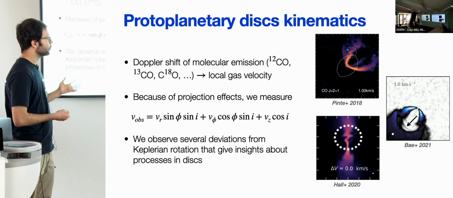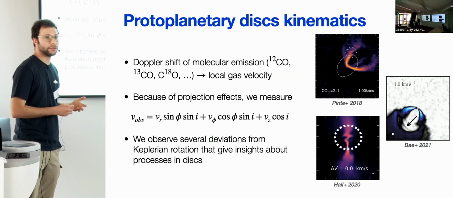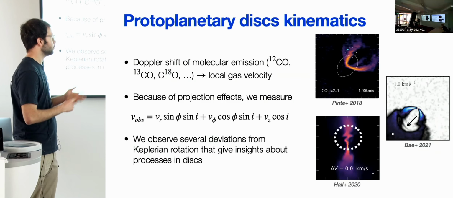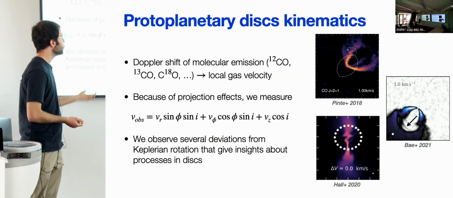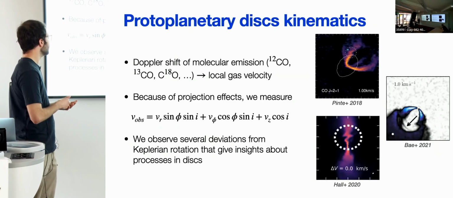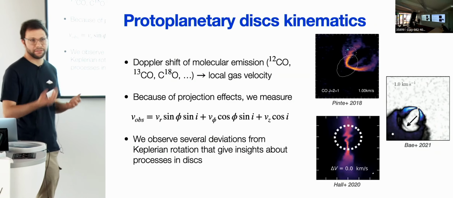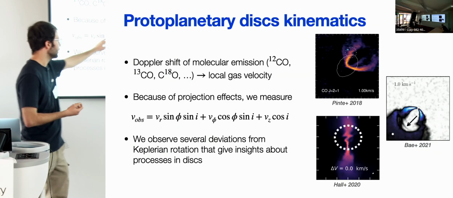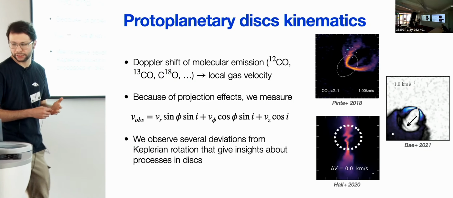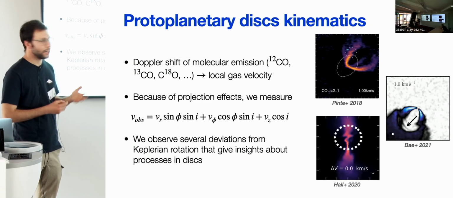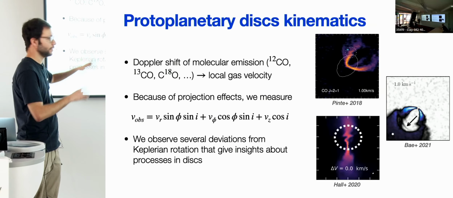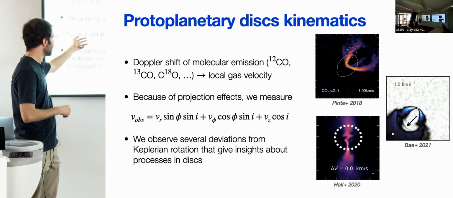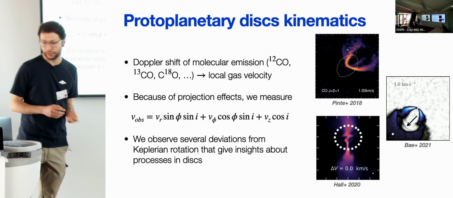And what we measure with ALMA is the Doppler shift of molecular line emissions. In protoplanetary disks, there are a lot of molecules we can use for this, like CO isotopologs, but many others. And what we are measuring is the local gas velocity inside the disk. Of course, because of projection effects, what we measure is a combination of the radial, the azimuthal, and the vertical component of this velocity field. But since they are an orthonormal basis, in principle, we can disentangle the 3 elements and have profiles of the radial, azimuthal, and vertical component alone.